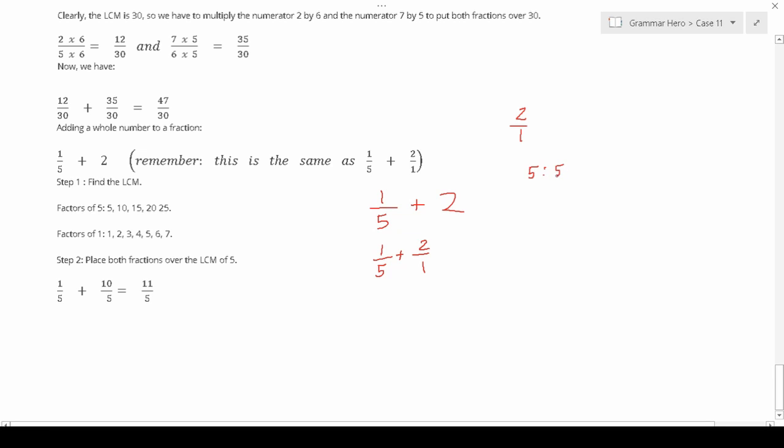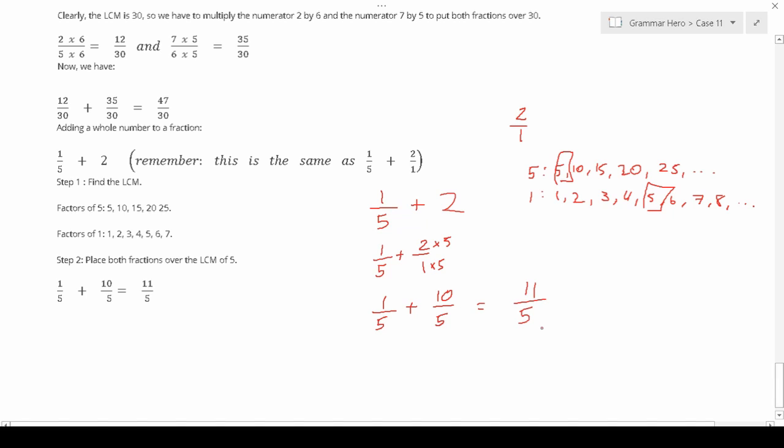So let's find some common multiples. Multiples of 5: 10, 15, 20, 25, and so on. Multiples of 1: 2, 3, 4, 5, 6, 7, 8, and so on. Do we have a common multiple? 5. Okay. So we're going to leave this one alone since we're going to put everything over 5. To get this over 5, I'm going to multiply 1 times 5 and 2 times 5. Because what you do at the bottom, you do the top. 1 times 5 is 5. 2 times 5 is 10. Denominators are the same, so we can simply add. This becomes 11 over 5.